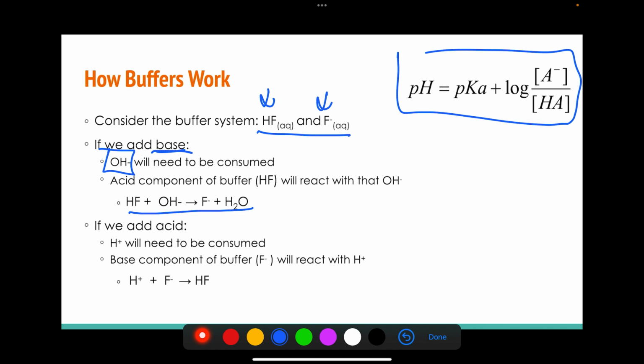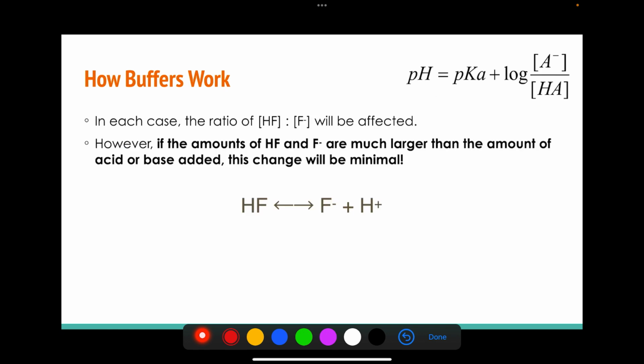Let's consider the opposite. If we add acid to this system, we're essentially adding H+. That H+ will need to be consumed. So which component is able to do that? The conjugate base component, the F- component of the buffer system, can react with or consume that H+. In each of those cases, the ratio of conjugate base to weak acid will be affected.